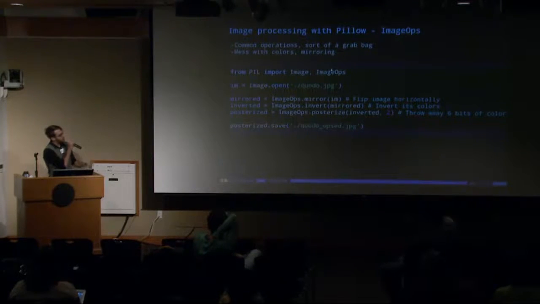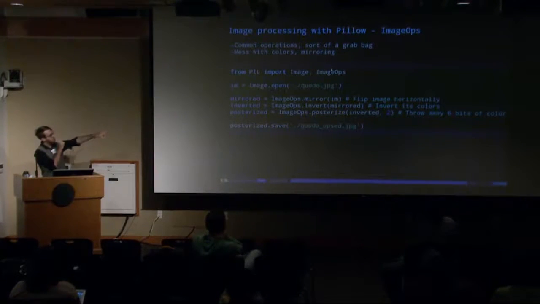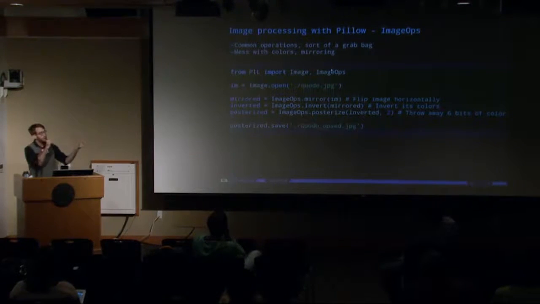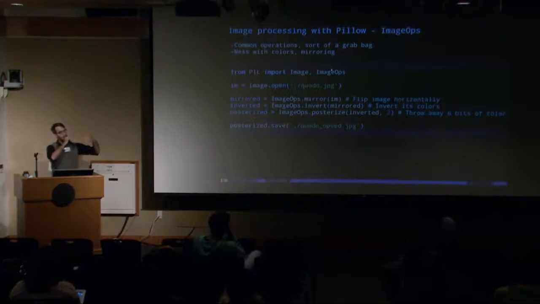So we're going to do 3 things. First, we mirror the image, so that's flipping it horizontally. And then we invert the colors. So that's a process of, for each pixel, essentially like going to the opposite end of the color spectrum. So if it was black, then it becomes white.